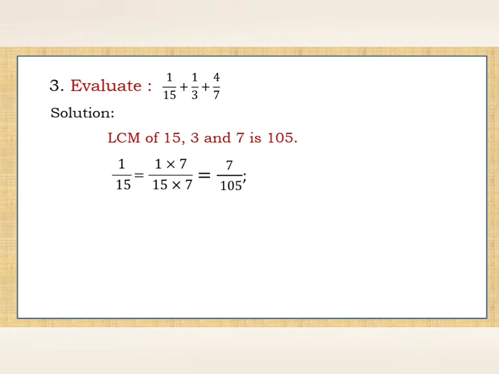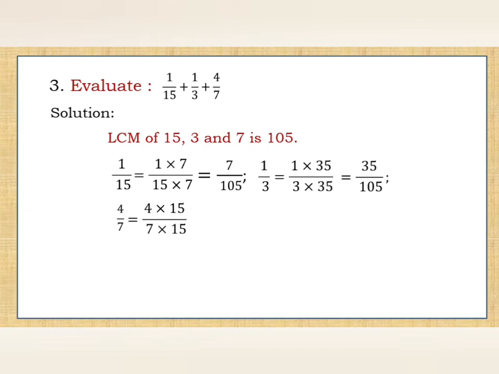The next fraction, 1 by 3. For this, we are going to multiply and divide with 35. We get 35 by 105. At last, 4 by 7. For this, we can multiply and divide with 15. We get 60 divided by 105.